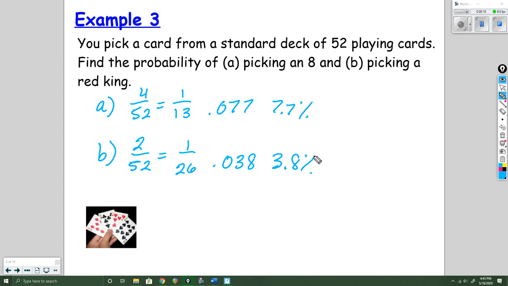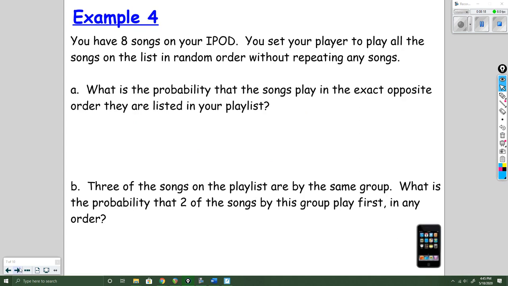Awesome. Now we're going to involve some fundamental counting principle, and we're also going to involve some permutations, combinations, and factorials. So let's move on. Let's say we have 8 songs on our iPod, and we set our player to play all the songs on the list in random order without repeating any songs.